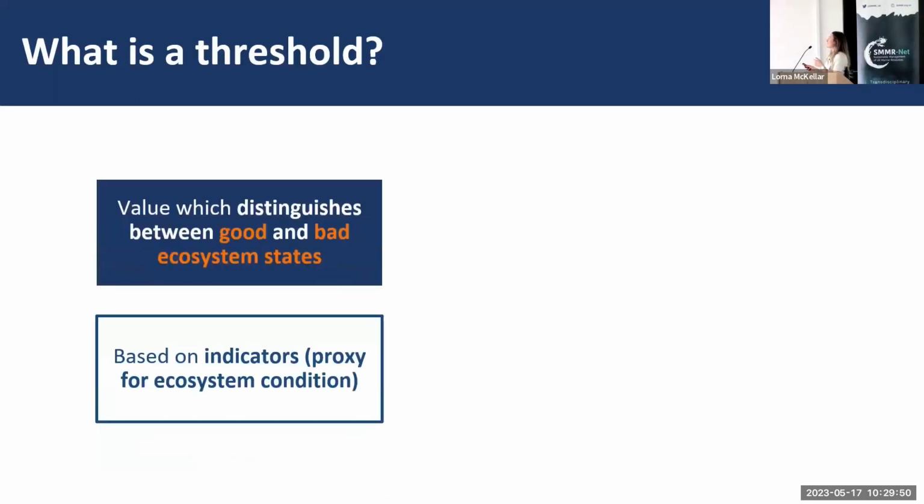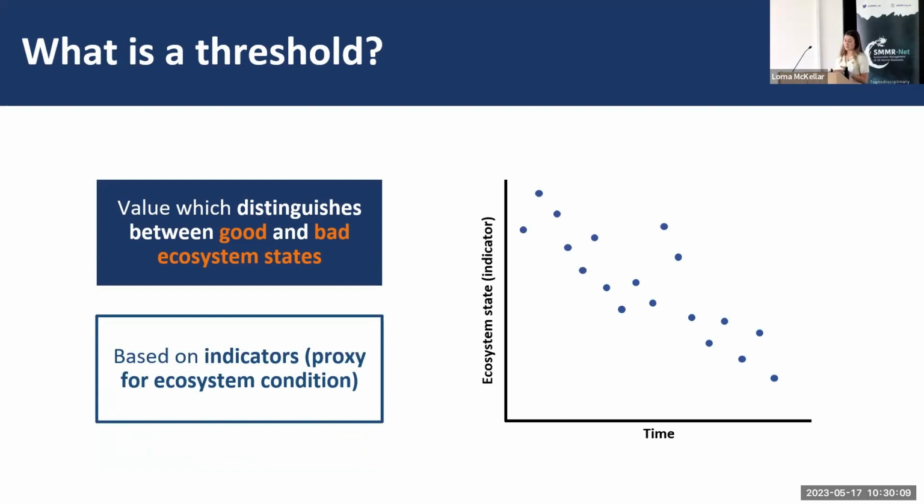Well, in the context of marine management, it's a value which distinguishes between good and bad ecosystem states. And it's based off of indicators, which are the proxy measures we're using to look at that particular ecosystem condition that we're interested in. And just to visualize this a bit more, we've got the ecosystem state on the y-axis there, as measured through that indicator over time. And then we'll set the threshold at a particular value of that indicator. And then as that indicator is continually measured over time, if that value sits above the threshold, we can consider it to be in a good state and below in a bad state.